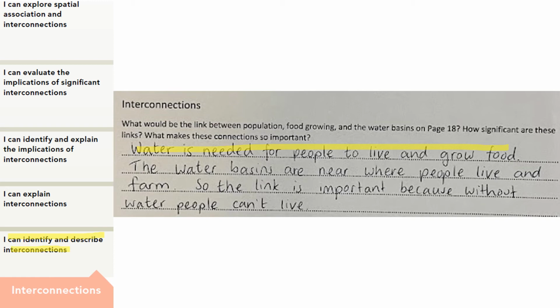The water basins are near where people live and farm. So the link is important because without water, people can't live. So they've said there's a connection. Water is needed for people to live and grow food. Have they explained why that's a connection? The water basins are near where people live and farm. I think that is a link. They've explained why water is a connection to people.